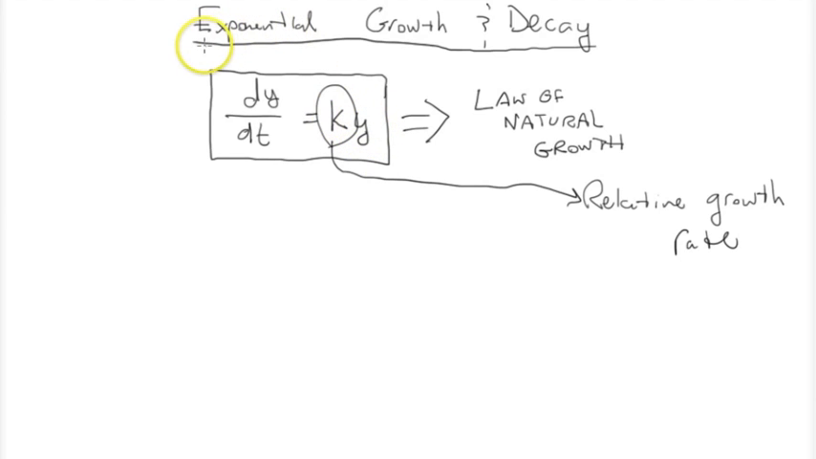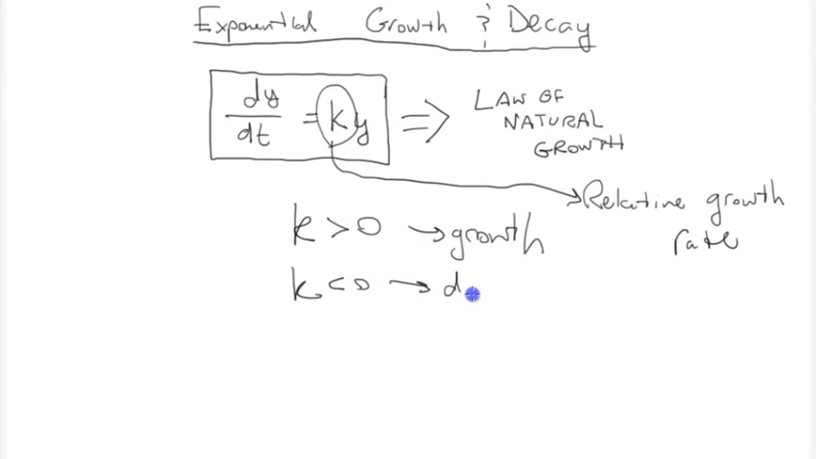So why do we have growth and decay here, and how does that happen? Well, it happens based on the relative growth rate. If that k, the relative growth rate, is greater than 0, then we've got growth. And that makes sense because the derivative is positive. It's changing in a positive way. And if the relative growth rate is less than 0, we've got decay, because you've got a negative derivative then. But then how does this become exponential? Because this looks not exponential right here.